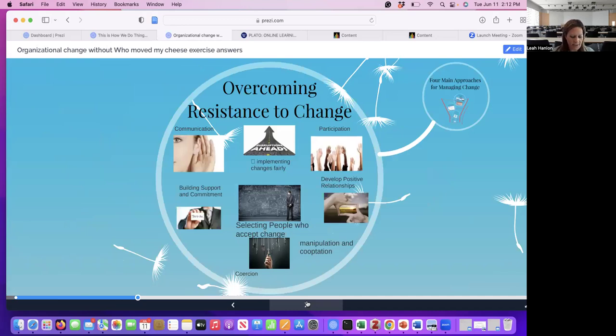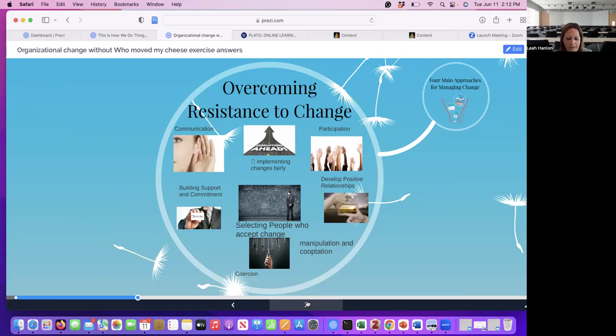Overcoming resistance to change. It's important to know what these 8 tactics are. There's communication, which is providing high quality information. Participation. This can reduce resistance, obtain commitment, and increase quality of the change decision. So when you get people involved in the decision, they're participating, it reduces the resistance.